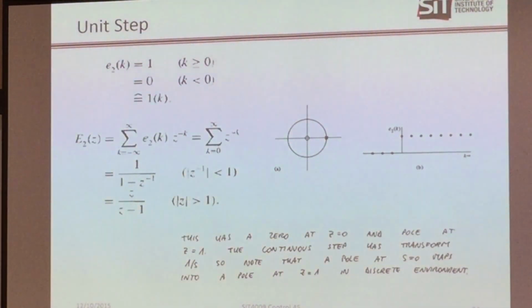Okay, and this one is a very simple infinite power series. So it's 1 over Z power minus 1, which is 1 over 1 minus Z power minus 1. This step is possible because of the infinite power series, which I think is very simple.